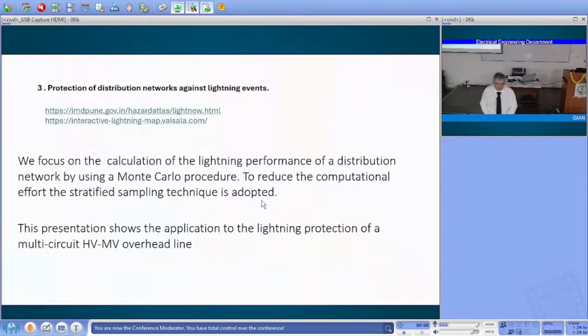In this course, we are not dealing much with relays or protection, but at least we are dealing with something about the protection and the design of the lines in order to reduce the risk that is associated with this event, that is the lightning.